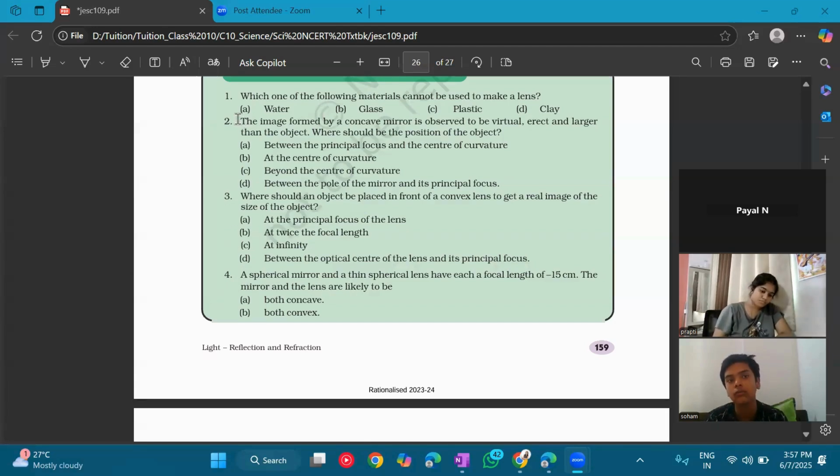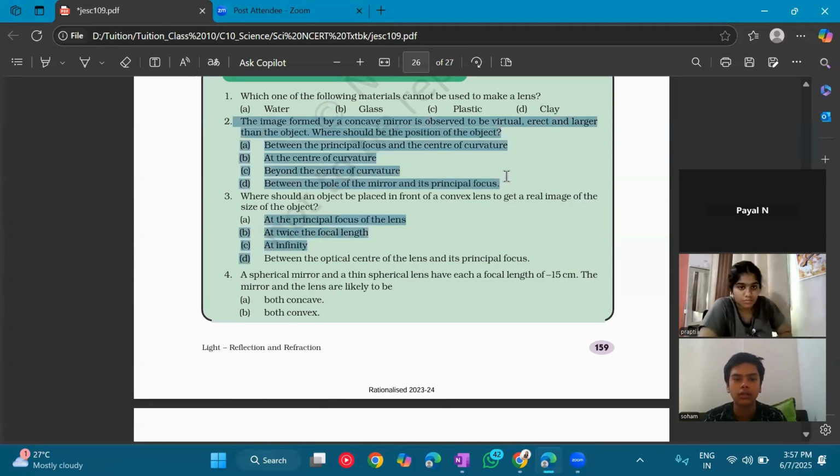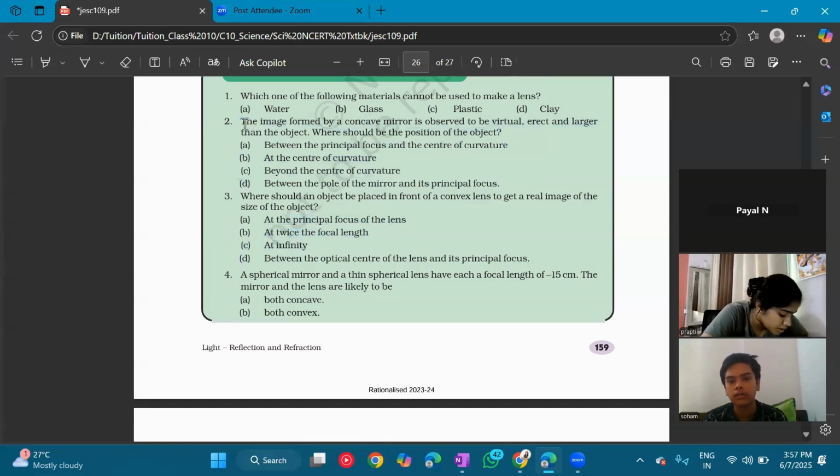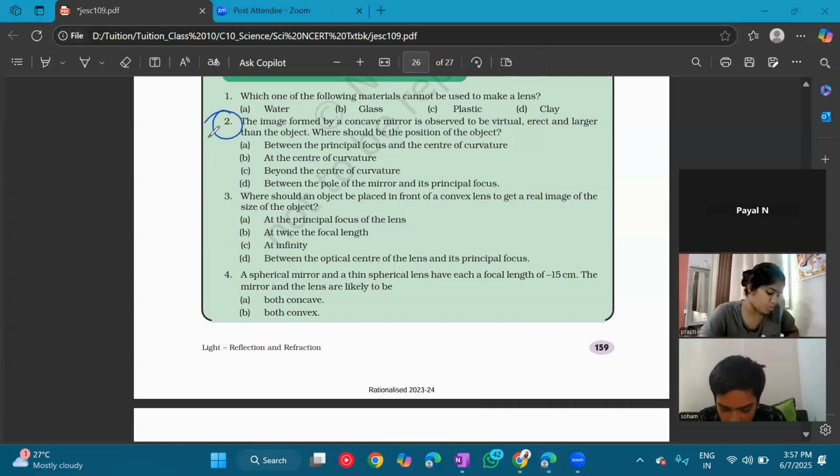What do you think? The second question. I'm talking just about the second. Read. Just read this second question, and I'm just discussing the answers of the mirror, not of lens. So I want the answer for the second question. Read it. The image formed by the concave mirror is observed to be virtual, erect, and larger. What do you think? Position कहाँ होगा? Come on fast. Simple man. D, option D. Very good.